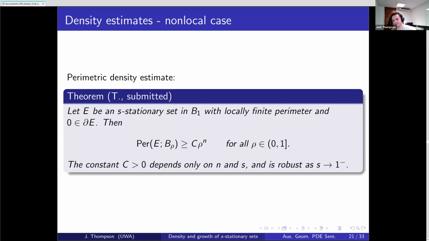So this finally gets to the first result, which is the perimetric density estimate for S-stationary sets. And this was a theorem that I submitted last year. So if I have a set E that's S-stationary in B1 with locally finite perimeter and 0 is in the boundary, then the perimetric density estimate holds. And this constant depends only on n and s. And when I take s back up to 1, the constant doesn't blow up. So it passes to the limit.